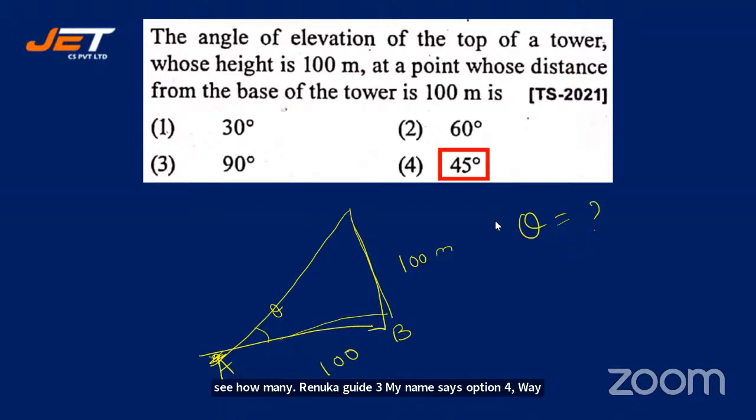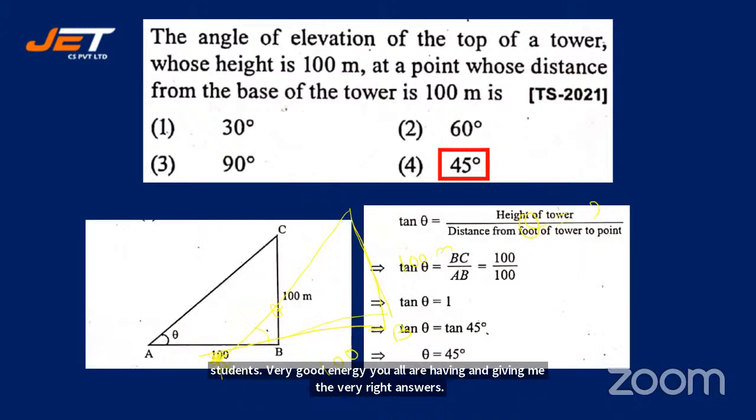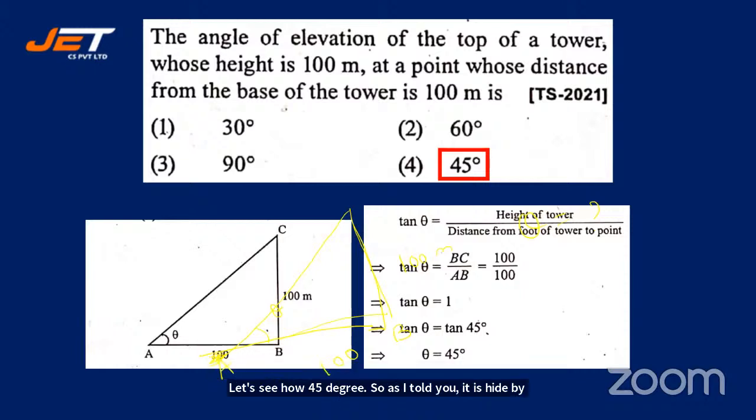Yes, let's see. It is 45 degrees. Excellent students. Very good energy you all are having and giving me the right answers. Let's see how 45 degrees. As I told you, it is height by distance, which is BC, opposite side, by AB, that is the base. So tan theta is equal to BC by AB, which is 100 by 100. So you get tan theta as 1.